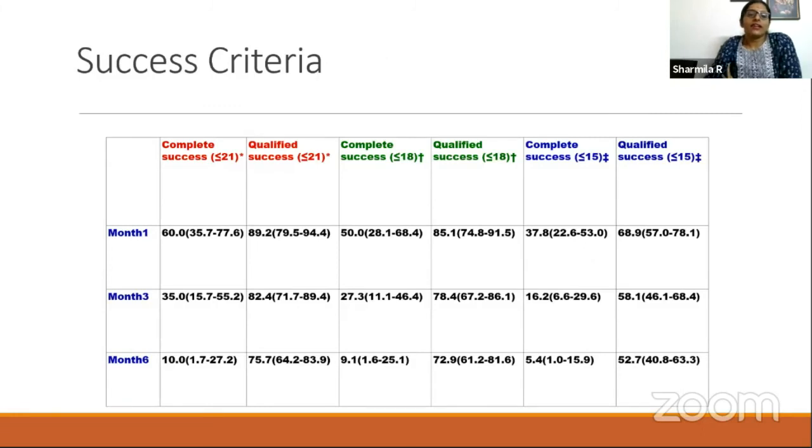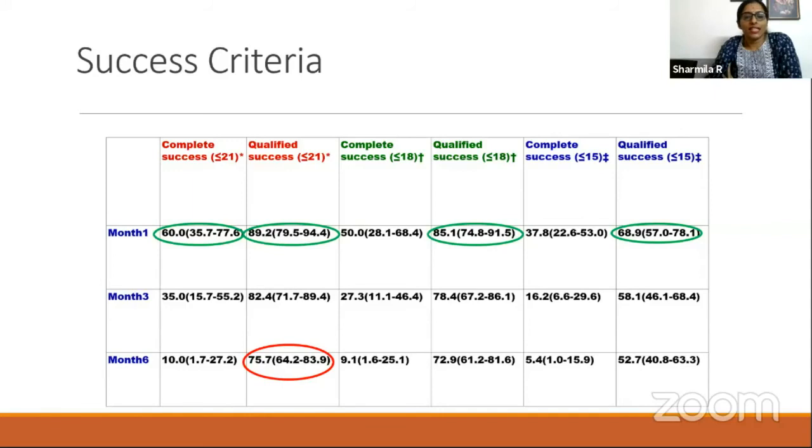Now the success criteria compared across different IOP thresholds: 21, 18, and 15. The complete success at 1 month was 60, and the qualified success was 89. This is for 21 millimeters. When it was changed to 18 millimeters, the success was 85, and when it was changed to 15, the success was 68. At the end of 6 months, this was maintained, with a qualified success of 75.7% at 21 millimeters, 72 at 18, and 52 at 15 millimeters of mercury.